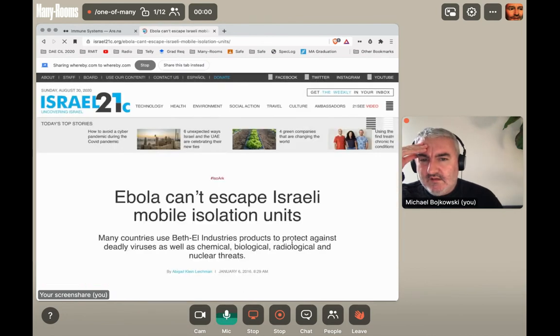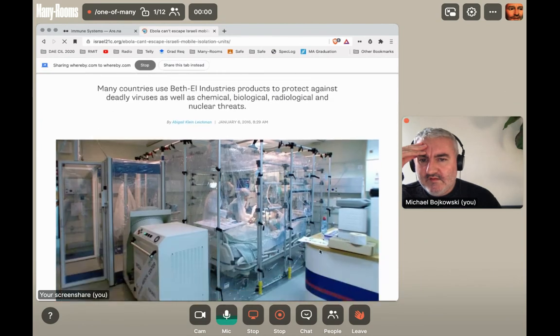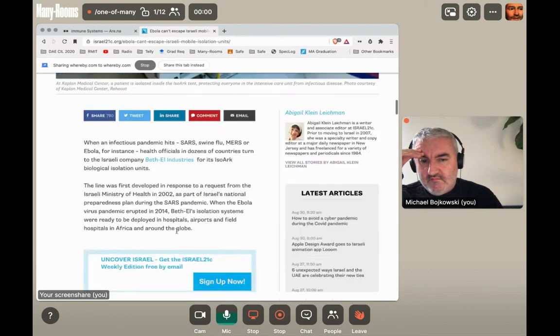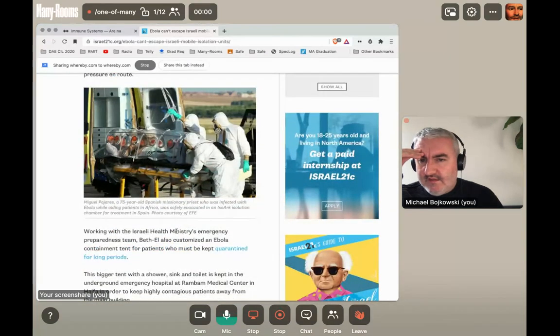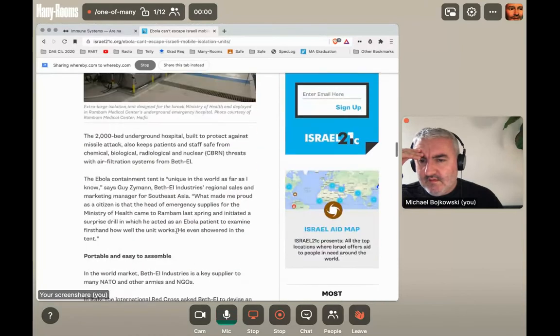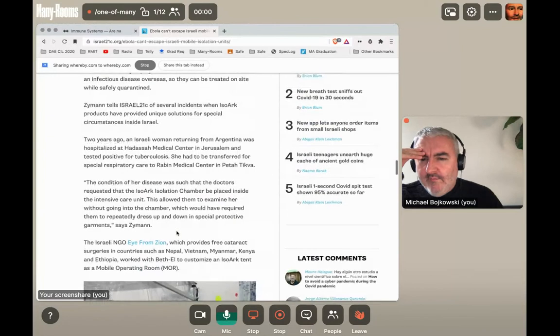So what was I looking at when I did this? Volcano escape, Israeli mobile isolation units. Oh yeah, I was trying to find current day equivalents to the environments that David Vetter was living in, and I found these mobile units. Apparently, it's a big deal in Israel.